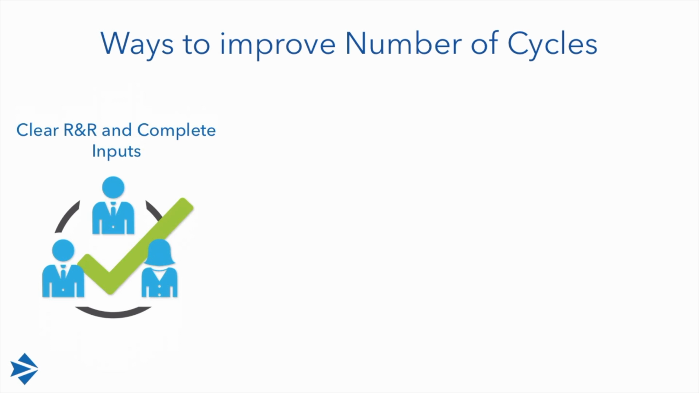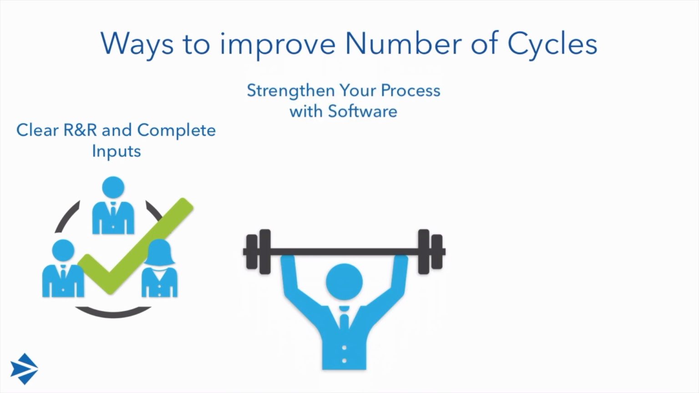So ways to improve number of cycles. Clear roles and responsibilities and complete input. So this is really making sure people know what they're responsible for and making sure that they have the right information to do their job. For example, if I'm approving pharmaceutical marketing collateral and there's a claim being made on that document, make sure that I have the supporting material, that claim substantiation material. Make sure that I have that when I do the approval. Don't make me go hunting for it, and don't make it hard for me to do my approval. Make sure that I have everything that I need and I'm clear on what I need to do.